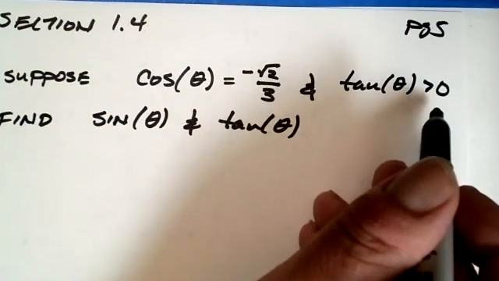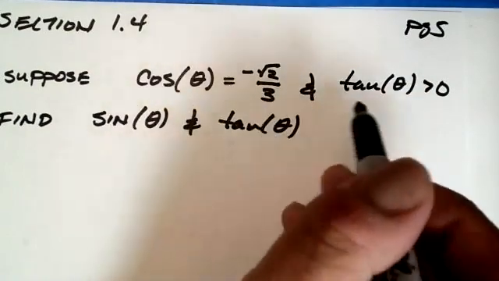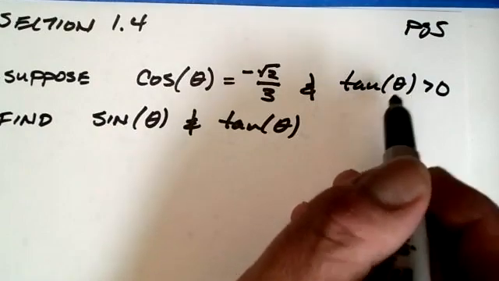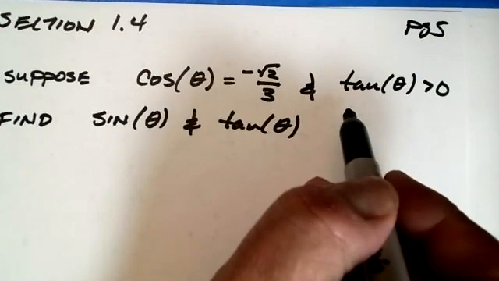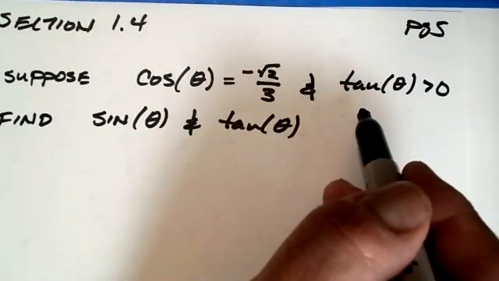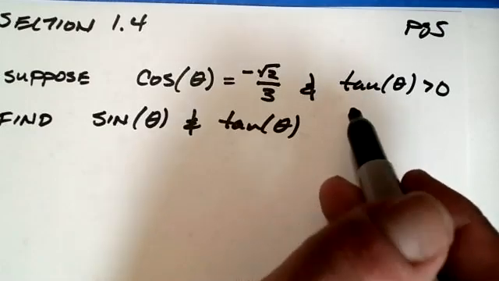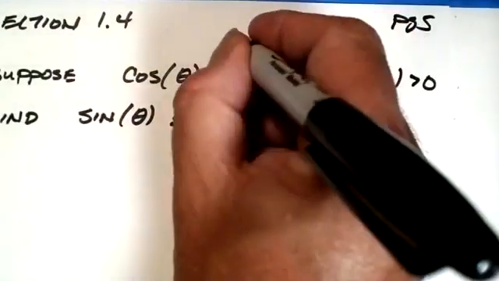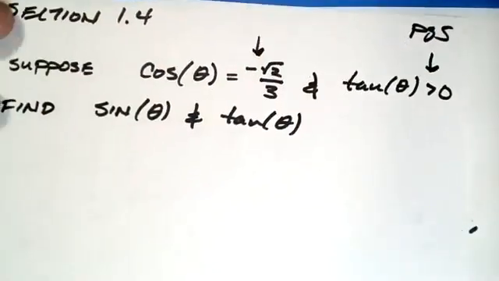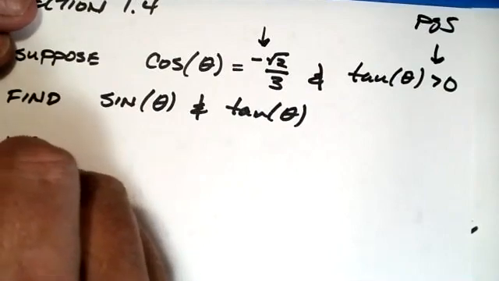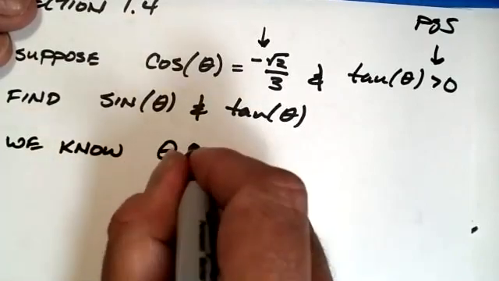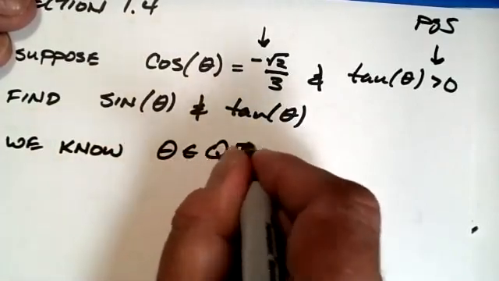Tangent, on the other hand, is positive. We don't know its value. That's part of the problem here. But we know it's positive, and tangent is only positive in quadrant 1 and 3. So we have 2 and 3, 1 and 3. What we're looking for is the overlap, and that happens in quadrant 3. So between these 2 bits of information, the sign of cosine and the sign of tangent, we know that theta is in quadrant 3.